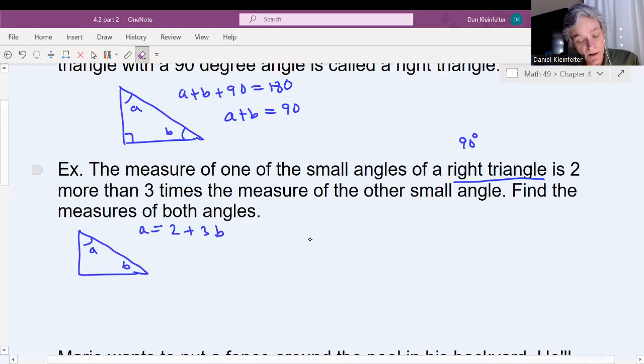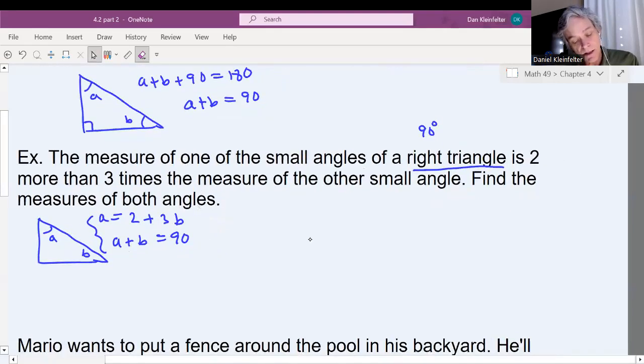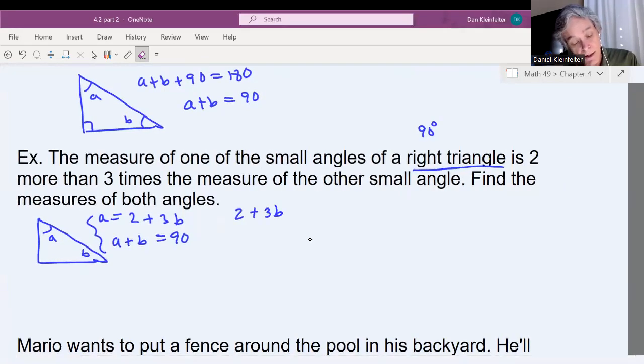Since it is a right triangle, that means that A and B have to themselves add up to 90 degrees. And so that will give us our system of equations to solve. This one is good for substitution, so let's go ahead and use substitution to solve. So we'll have 2 plus 3B plus the other B is equal to 90. Then 4B plus 2 is 90, 4B is 88, so that B is 22.